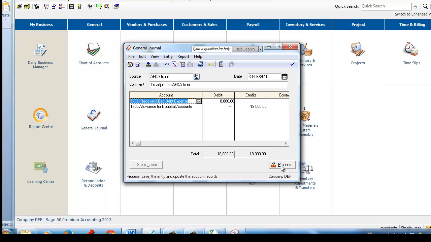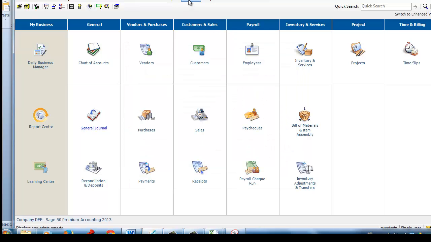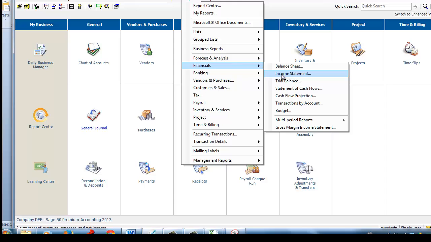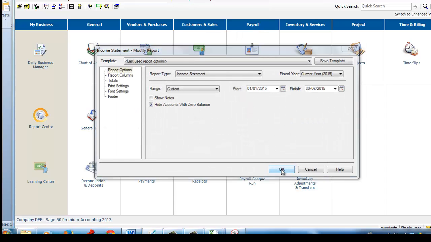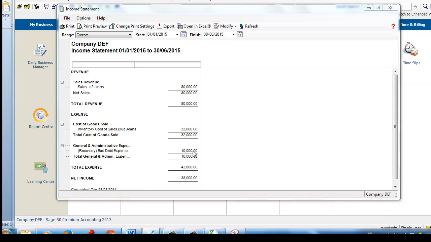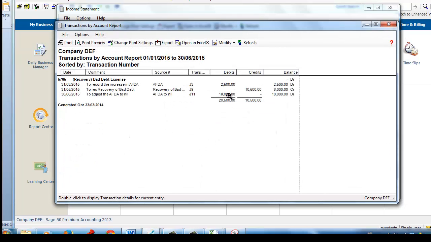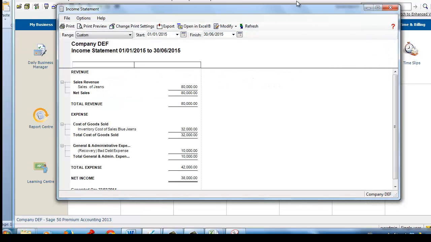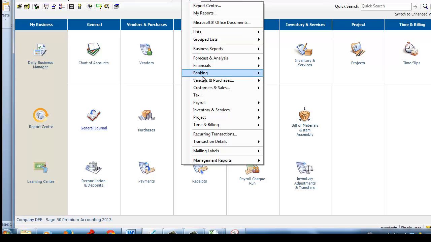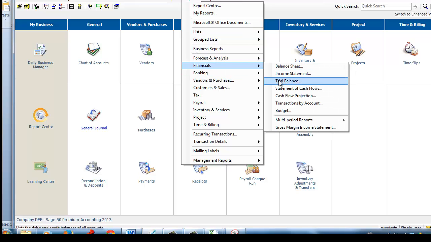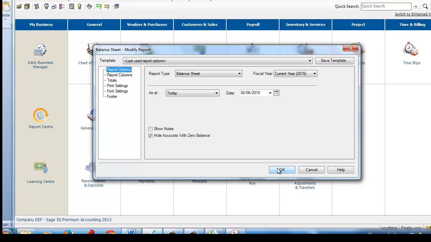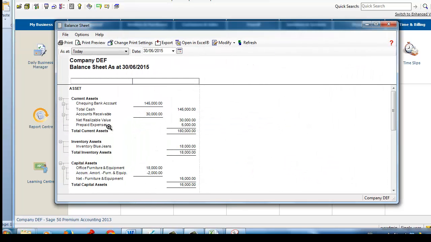The effect of this will be that our income statement will have had an increase of $18,000 as an expense. In other words, we went from a credit of $8,000 to $18,000, and our balance sheet will no longer show, let me go here, balance sheet will no longer show the allowance for doubtful accounts, except now will show only $30,000 because the $30,000 is current and there is no provision to provide.